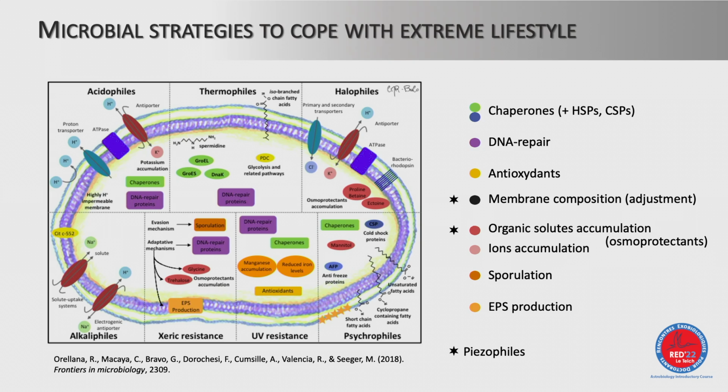You have also some DNA repair strategies. You can find this in UV resistant bacteria or also thermophiles. It's a mechanism where, when the DNA is degraded by the extreme conditions, the cells have DNA repair working really fast to avoid DNA degradation. You can find also antioxidants.